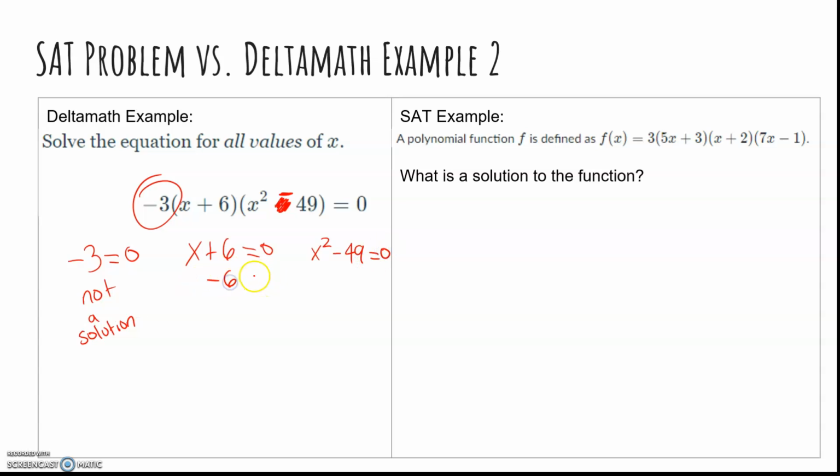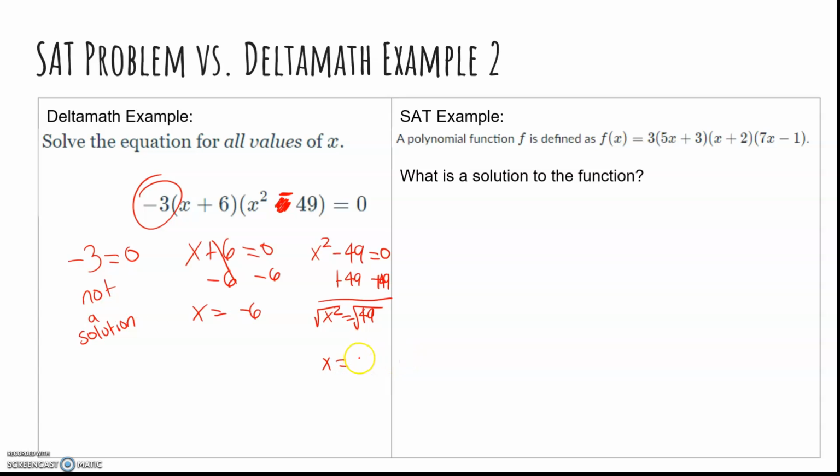I'm going to subtract 6 from both sides, and that's going to give me x is equal to negative 6. Not bad. And then for this one, I'm going to add 49 to both sides. And that's going to give me x squared is equal to 49. Now, the inverse operation for squaring something is the square root. So I'm going to take the square root on both sides. The square root of a square is x.